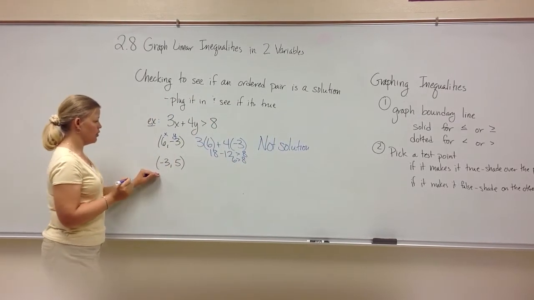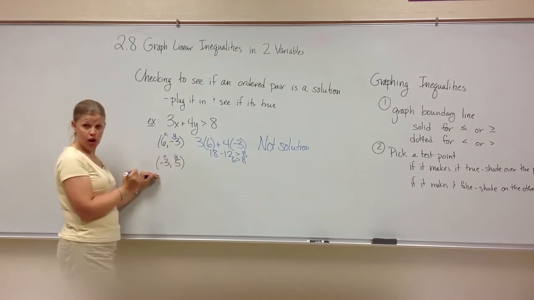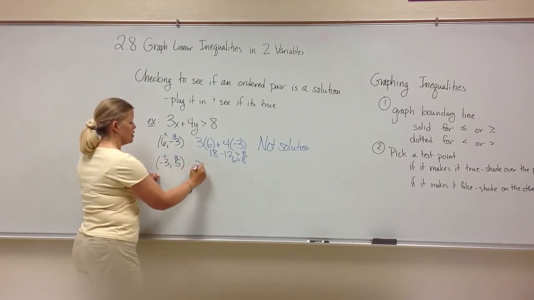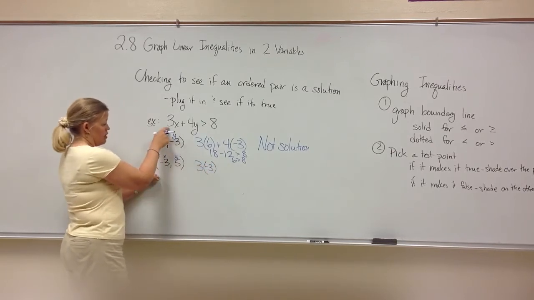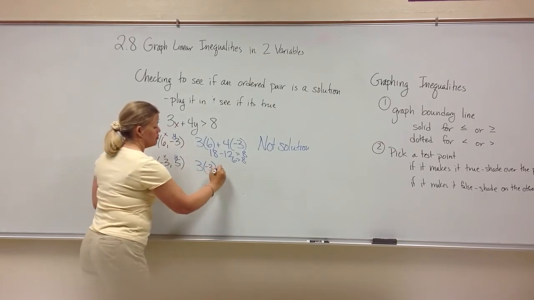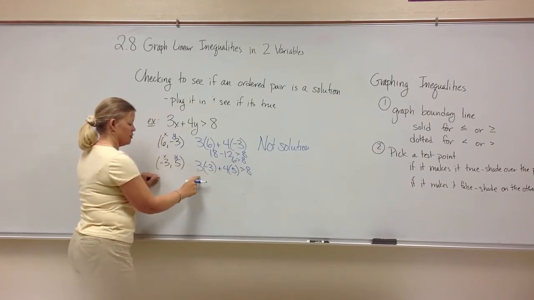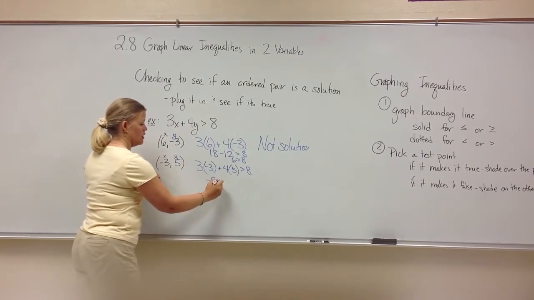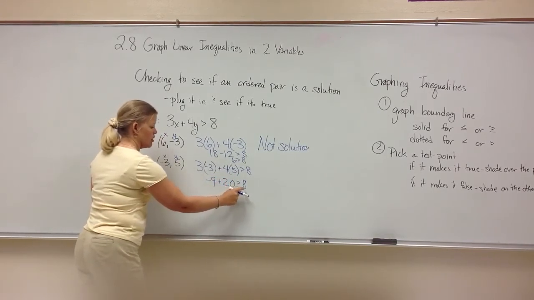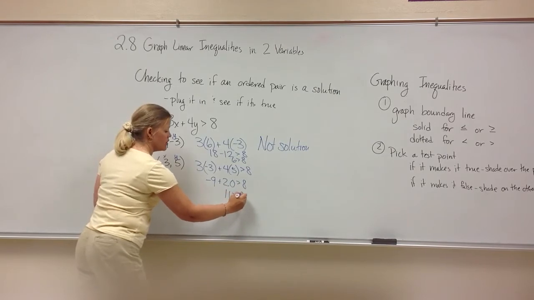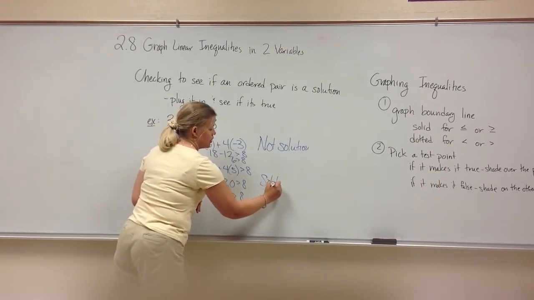Okay, let's try this one. We've got the x is negative 3. The y is 5, so we're going to plug those in. 3 times negative 3, once again we go back up here, plus 4 times 5, is that greater than 8? Well, let's see, this is negative 9, this is 20. Is negative 9 plus 20 greater than 8? Yes, because 11 is greater than 8, so we say it's a solution.